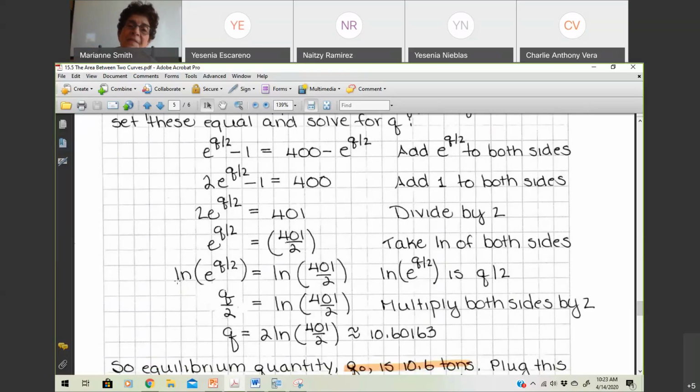Now remember what ln is saying. It's saying, what do I have to raise e to in order to get e to the Q over 2? Well, the answer is Q over 2. So this expression just gives me the exponent on e. This, on the other hand, is just a number, and I'm not ready to evaluate it yet. Last step, multiply both sides by 2, and I get Q equals 2 ln of 401 over 2, which if you evaluate it on your calculator is about 10.6. Let me stop at this point and ask, is everybody okay with the algebra?